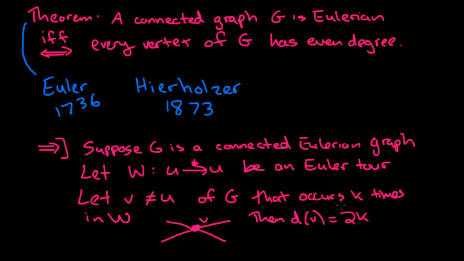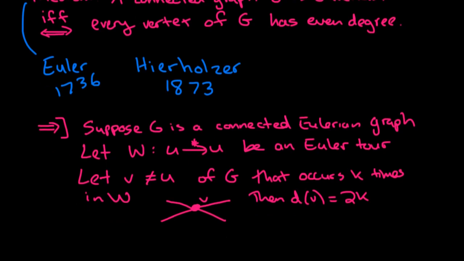So we've already seen this sort of argument done in the video on the bridges of Königsberg, and hopefully we can all agree that the degree of the vertex will be even. But what about vertex U? Why is it still having even degree?